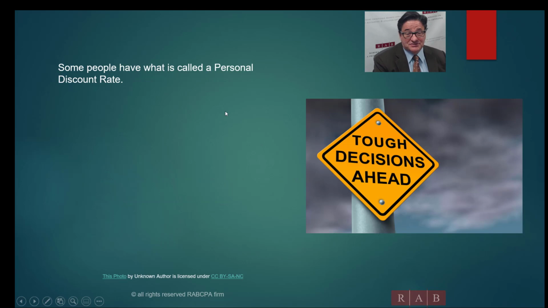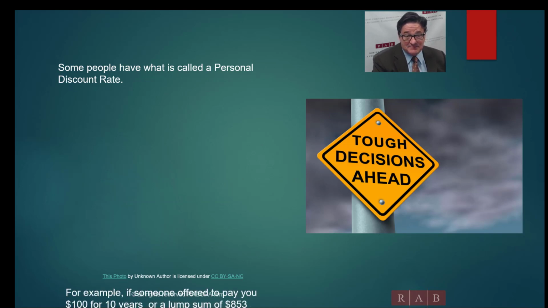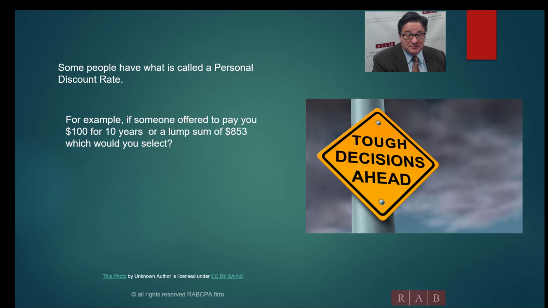Some people have what's called a personal discount rate, and it operates the same as a business. For example, if someone offered to pay you $100 a year for 10 years or $853, what would you select? The way to do it is if you have a personal discount rate. If it was 2%, then you probably would take the $850. If it was 3%, both of these come out to the same number. And that's basically what a company does, or an investor should be doing, or even if you're buying a small business, you should be saying, if I buy this investment, what am I going to expect to earn from it? And then you have to develop a discount rate.